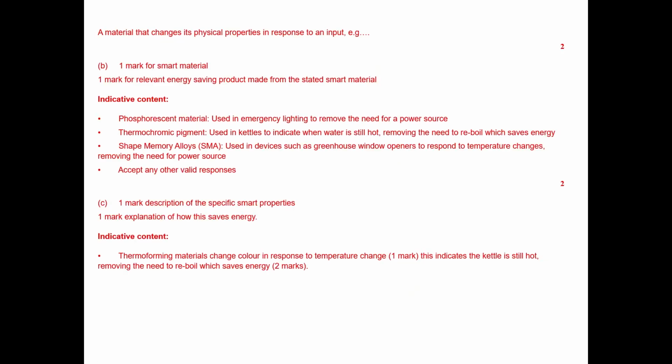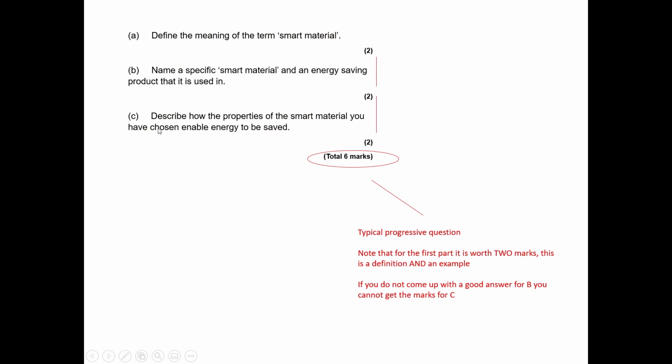So what it could be, say phosphorescent or thermochromic material, we'll take phosphorescent. You can say a smart material is a material that reacts to the environment around it, e.g., light or heat or sound. For a specific smart material for energy saving, you could say phosphorescent material, which glows in the dark, and that could be used as emergency lighting, so you don't require an electrical current because it's just glow in the dark. It's absorbed light during the day.